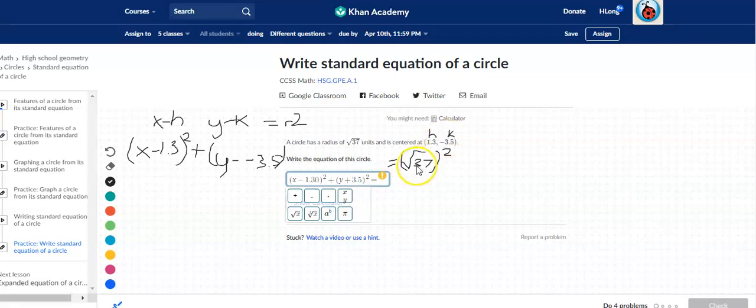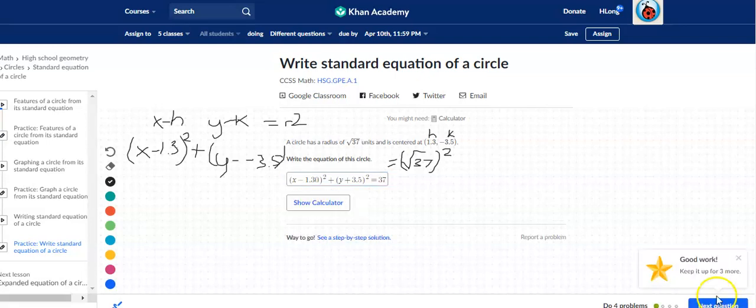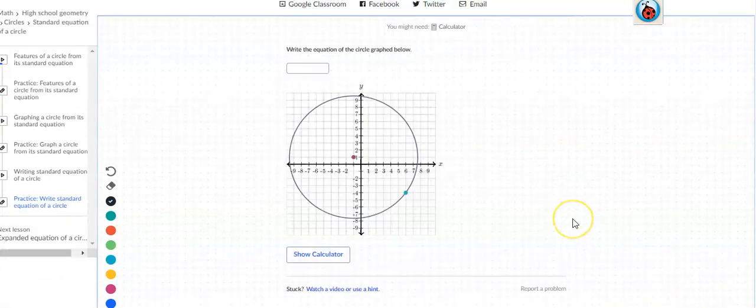Equals square root of 37 squared just becomes whole number 37. So that is my answer. Okay. All right, this time they show the graph, and so this is my center.